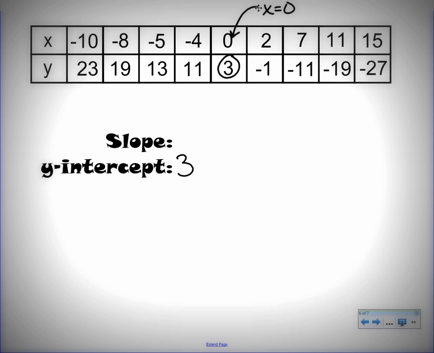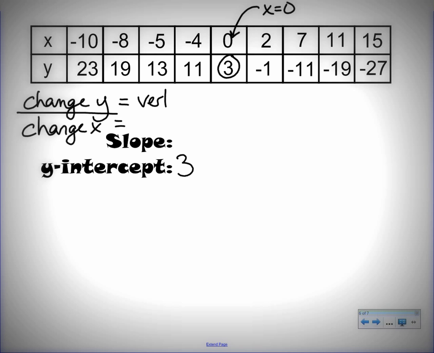Alright, now to find slope, you're looking for that change in y over change in x. Okay? Because this is your vertical change, and this is your horizontal change. And if you don't remember that triangle, that delta symbol, delta means change. So that triangle is just representing change.